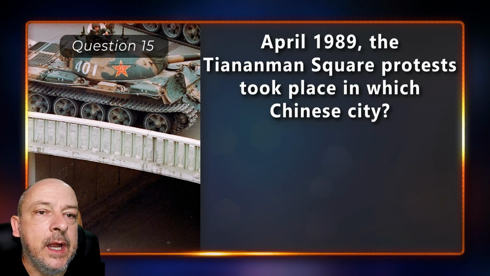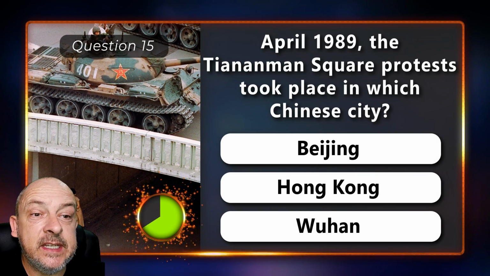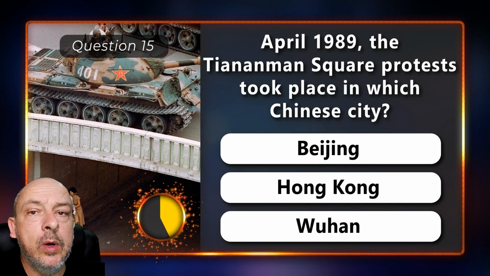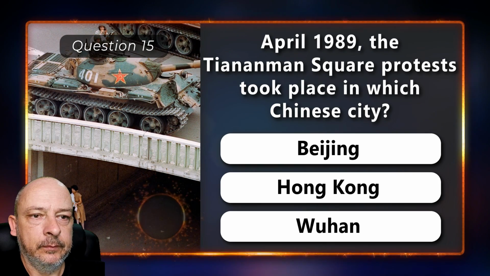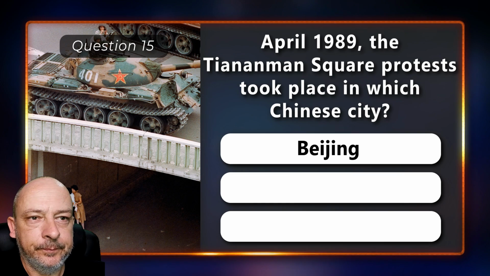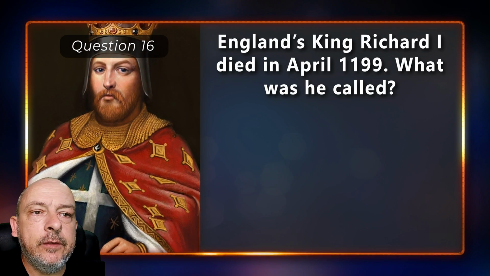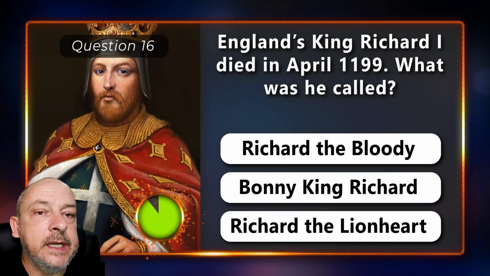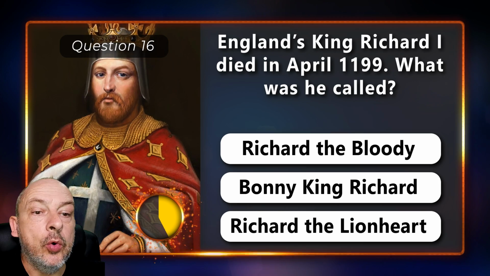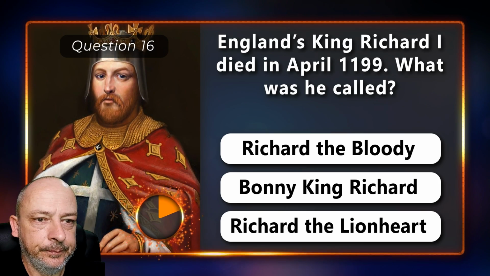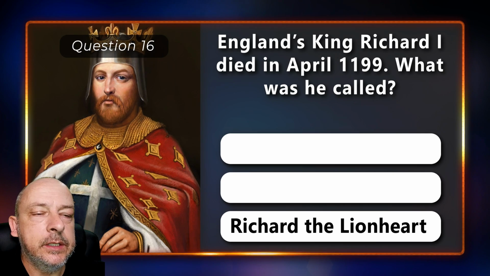April 1989, the Tiananmen Square protest took place in which Chinese city? Beijing, Hong Kong or Wuhan? In Beijing. England's King Richard I died in April 1199. What was he called? Richard the Bloody, Bonnie King Richard or Richard the Lionheart? Richard the Lionheart.